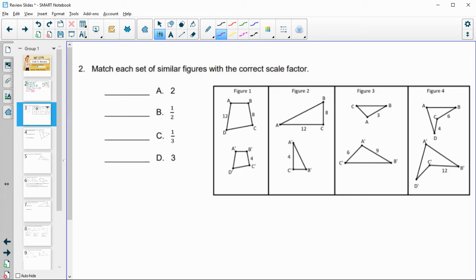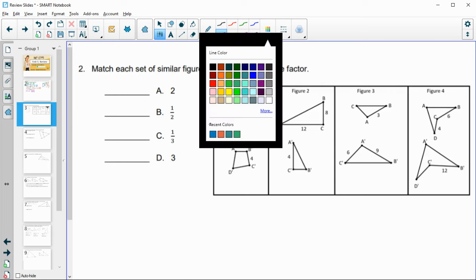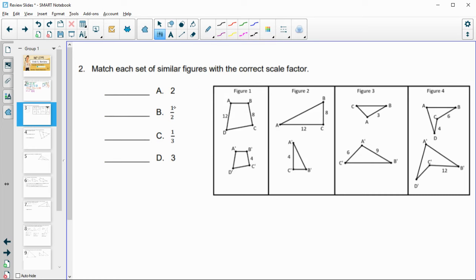Number 2, match each set of similar figures with the corresponding scale factor. And so I like to go through and look at, is it getting bigger or smaller to start with, so that I know whether I'm going to be looking at a scale factor larger than 1 or smaller than 1. So look for your primes. So here's the new one. So we're going from here to here, and that's getting bigger. And then compare these, getting smaller.